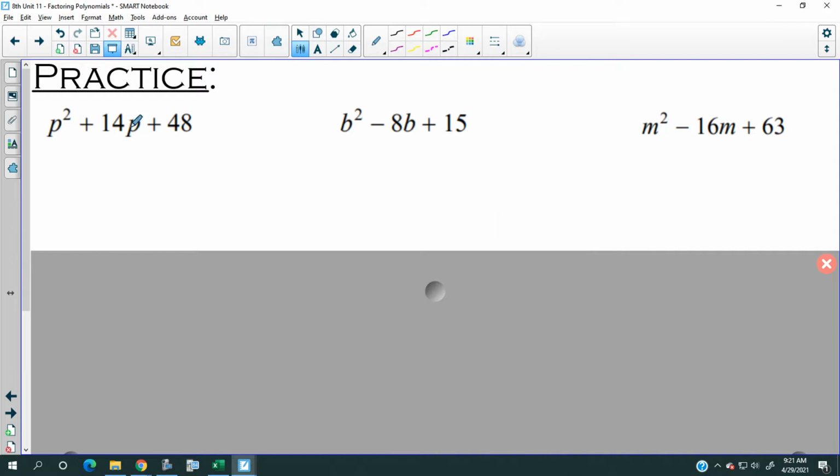Okay, all right, and we're back. So for this one, I got p squared, right? Now, this one's actually really straightforward, because you just have to think of 2 numbers that multiply to 48, so that when you add them, it'll give you 14. Let's see, 1 and 48 is out of the question, because you'll never get 14 by adding and subtracting with 1 and 48. So that's out of the question, okay?